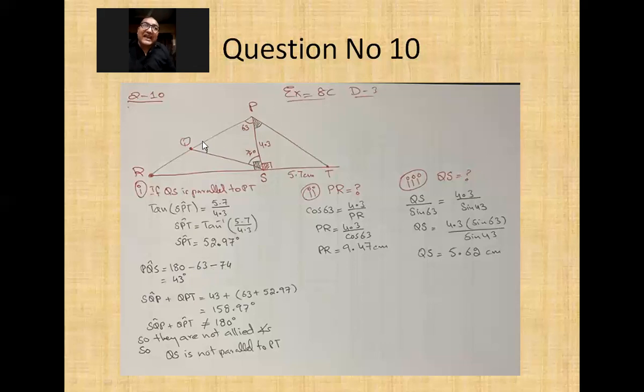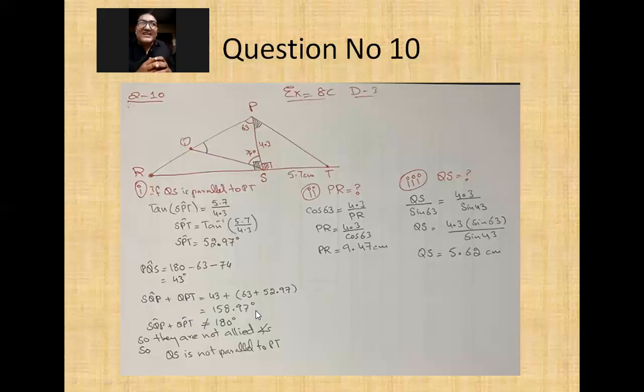So now I know this angle, that is 43, and I know this whole angle, that will be 63 plus 52.97. So I will check what's the sum of these two angles, this whole angle and this angle. So here you can see that I have tried to find out the SQP plus PQT. That's 43 plus 63 plus 52.97. That is 158.97. So you can see their sum is not 180. So if their sum is not 180, then these angles are not supplementary to each other. Then these angles are not allied angles to each other.